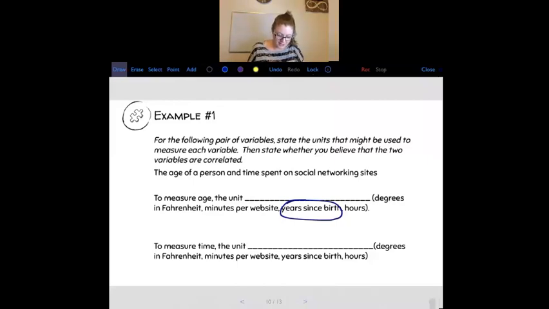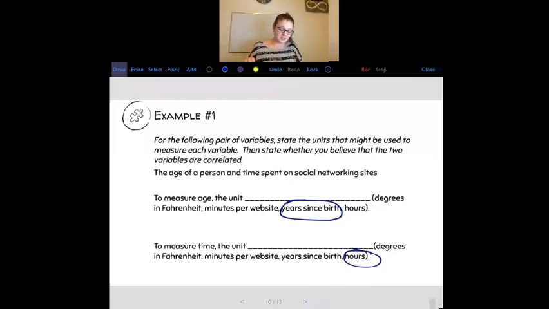And then to measure time, the unit options are degrees in Fahrenheit, minutes per website, years since birth, or hours. So in this case, we'd measure hours. The temptation might be minutes per website because we're talking about time spent on social networking sites. But for this, we have two variables. We have the age and we have time, and each of those has a specific measurement. So you're not looking at this necessarily as a rate of change or as a slope. You're looking at what's measuring one variable versus the other variable.